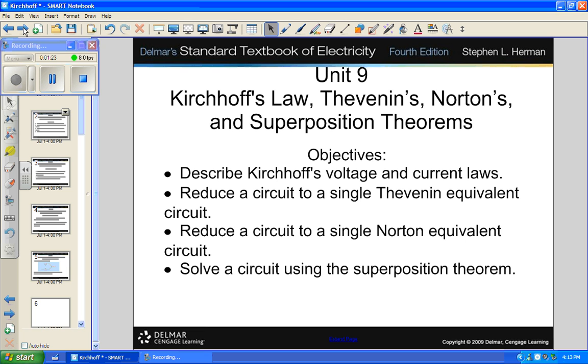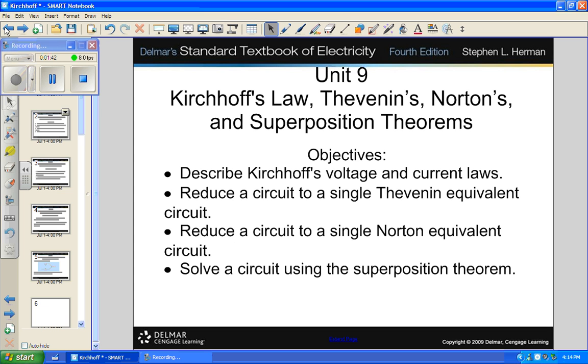we're going to describe Kirchhoff's voltage law and his current law. And they both basically say the same thing. What comes in must go out. It can't hang around. You can't have leftovers. You can't have stuff staying in something unless it's a capacitor.